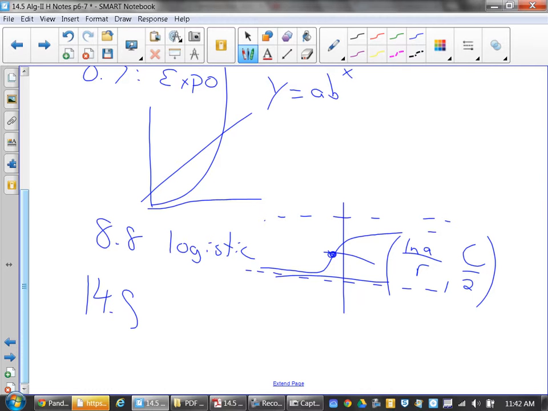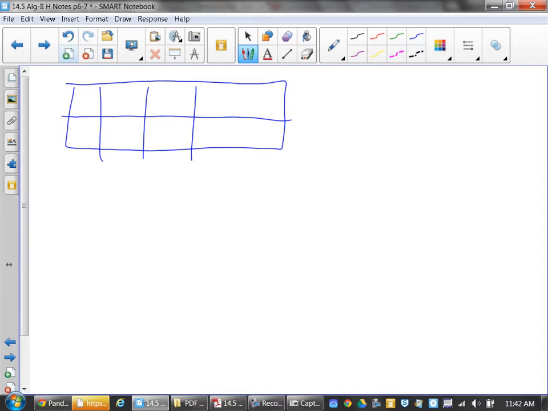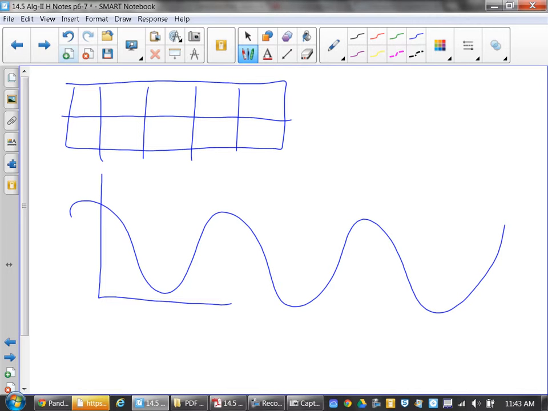So remember, depending upon what your graph looks like, a lot of these times, if you're given a set of tables and you're looking at your graphs, it's going to help you decide which of the regression calculations you're going to use. So if your table looks like this, which regression are you going to use?